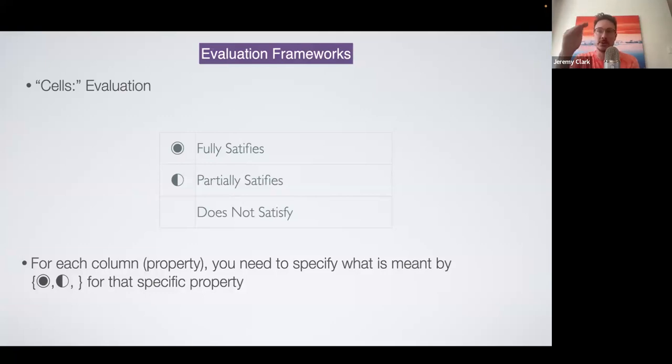Okay. So what you'll do in your write-up is you'll say, okay, here's all the columns I'm using. Here's what a full dot, half dot, no dot means for that column. And you'll go through them one by one. And then you'll also write up why, for your solutions, you gave it a full dot, half dot, or no dot. And the better job you do defining your columns and what it means to have these dots, then it should be obvious. If you have a really good column, it should be obvious why the solution gets the dot or it doesn't.